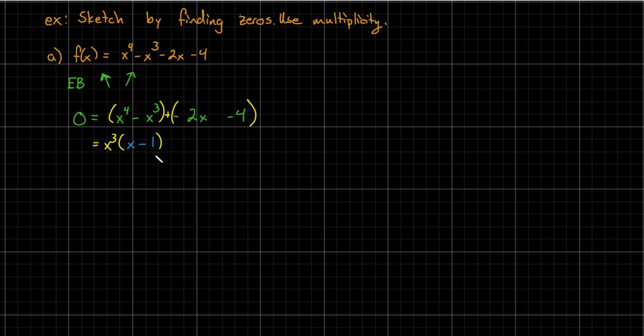Minus 1. It has to match every time. What could we factor out of this one? If I factor out a negative 2, what does it leave inside? Is it x minus 2?